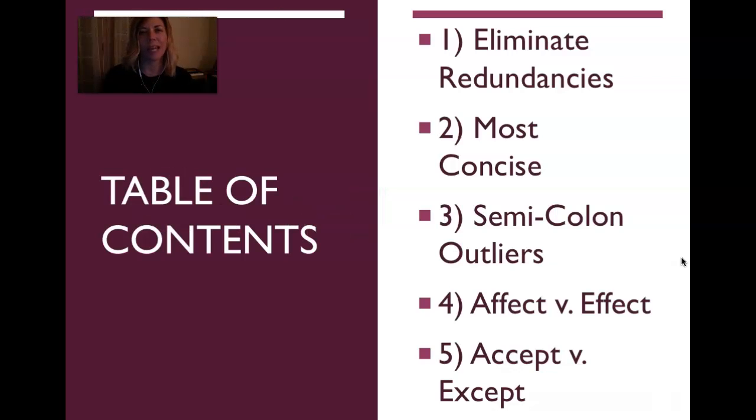To start, we're going to look at eliminating redundancies. Second, most concise phrase. Third, what I call semicolon outliers. Fourth, affect versus effect. And 5, accept versus except.